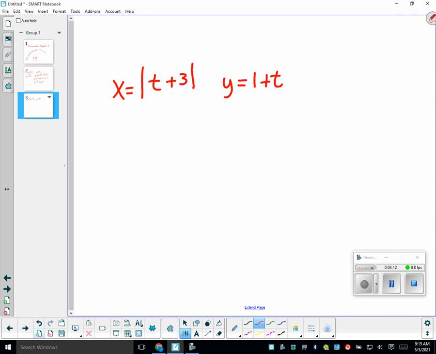I can't add them together because I have absolute value and eliminate a letter. But could I solve one of them for t? Which one? The second one? And so what is t equal to? y minus 1. So can I now go to x equals the absolute value of y minus 1 plus 3?